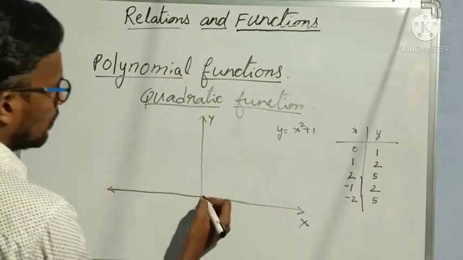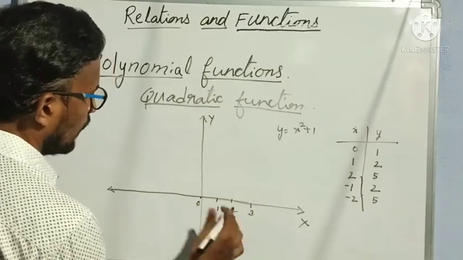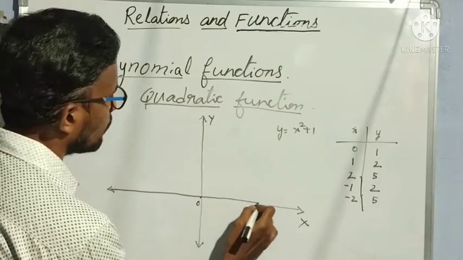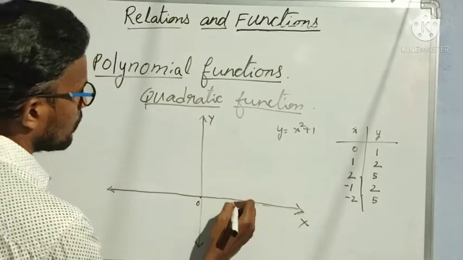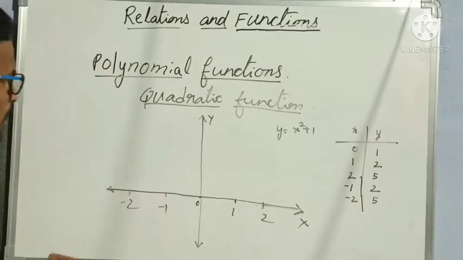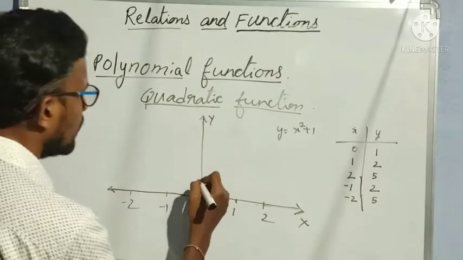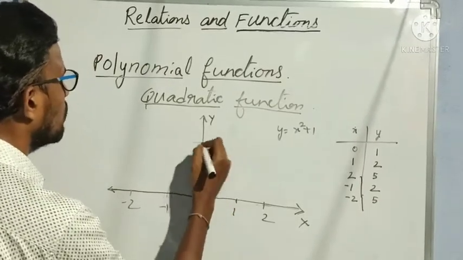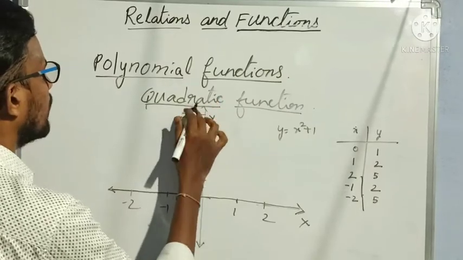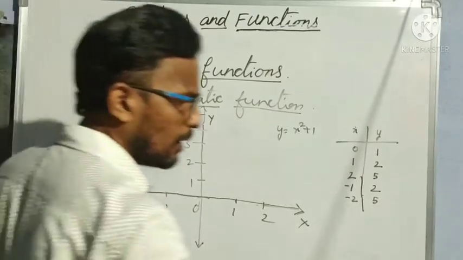Okay, so this is 0, 1, 2, 3. I will take somewhat big so that you can understand properly. Here this is my 1, this is my 2, this is my minus 1, this is my minus 2, and here this is 0. Now let us plot the graph. So here also 1, 2, 3, 4, 5, something like this. Here my place is not sufficient, that's why I am taking 1, 2, 3, 4, 5, somewhat less.